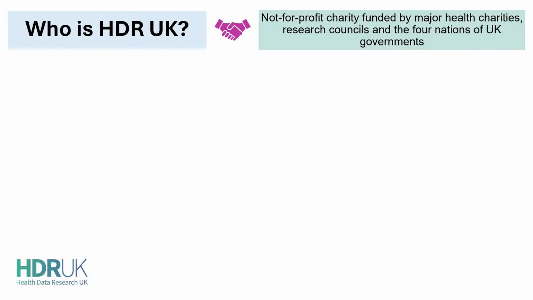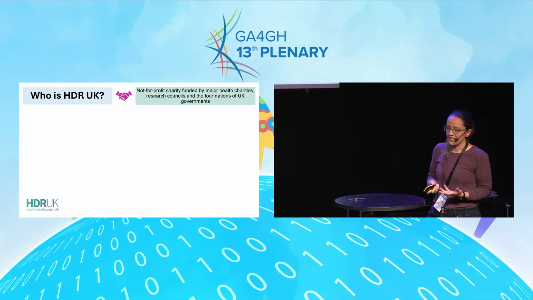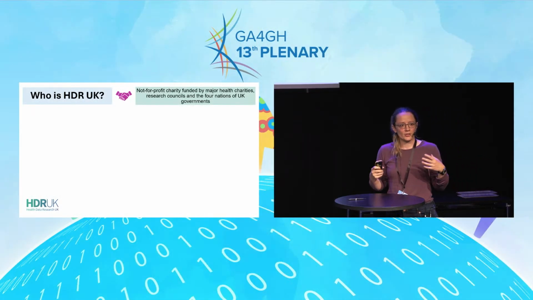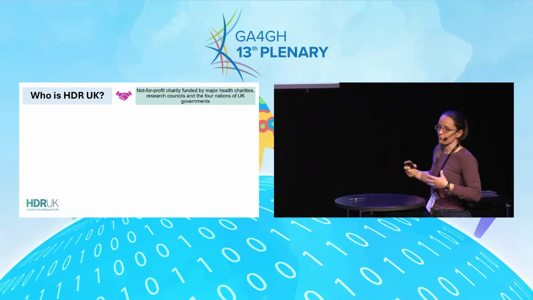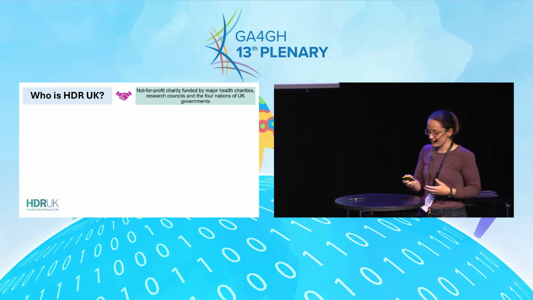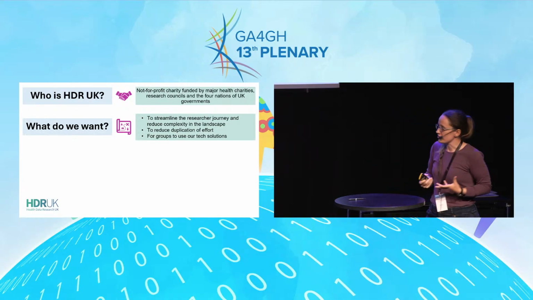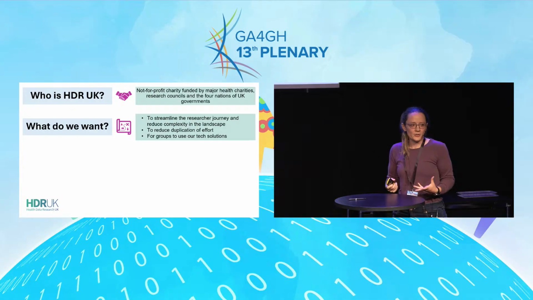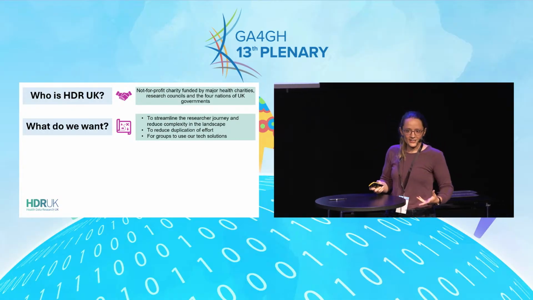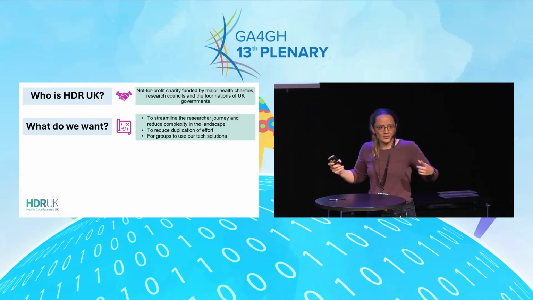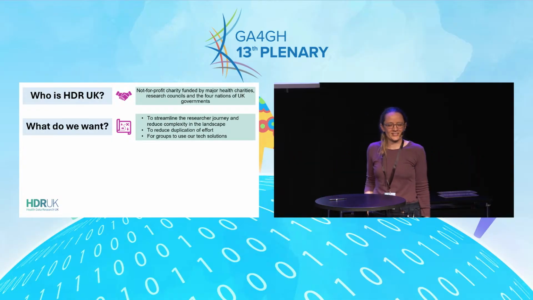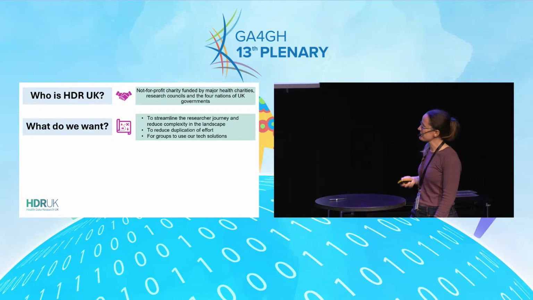So even if you've forgotten everything I've just said, the important key here is that HDR UK is a not-for-profit charity. We're working with government, we're working with charities, we're working with research councils to try and make research easier to do. We want to streamline the researcher journey. We want to prevent multiple people all trying to solve the problem in different ways. We want to create one solution that hopefully everyone uses so they can go and do useful research rather than reinvent the wheel over and over again.